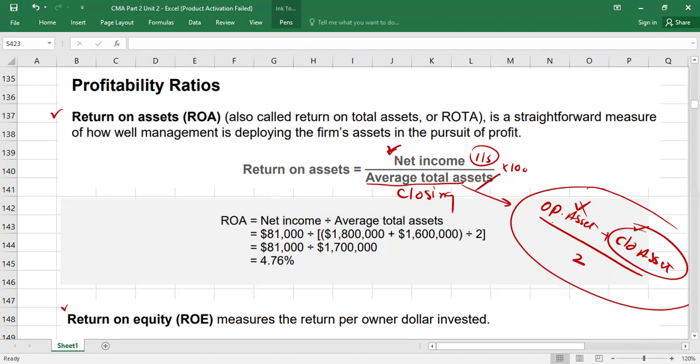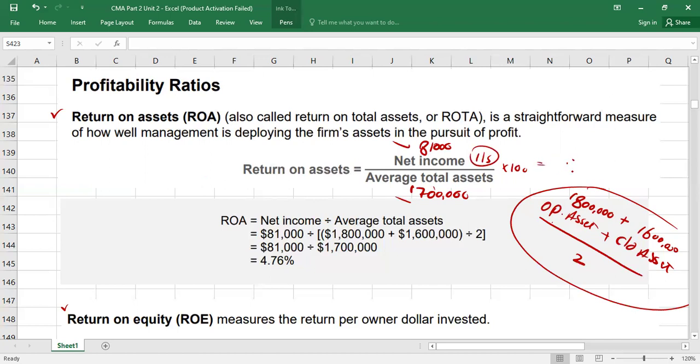Let's assume I'm just telling you fake values. For example, net income is 81,000. And average asset is what? Let's assume opening assets are 1.8 million plus closing assets of 1.6 million, divided by 2. So average asset will be how much? Average asset will be 1.7 million. So 81,000 divided by 1.7 million multiplied by 100. Let's assume our answer is 4.76%.